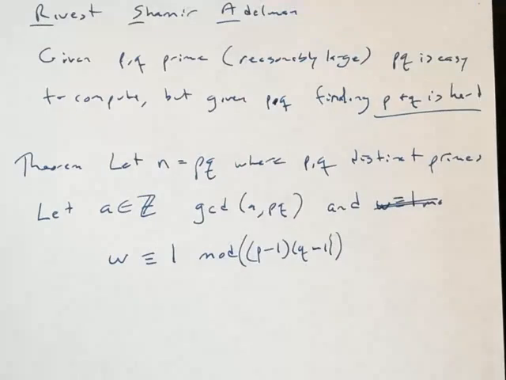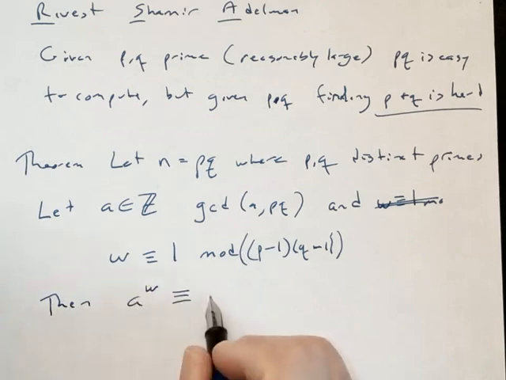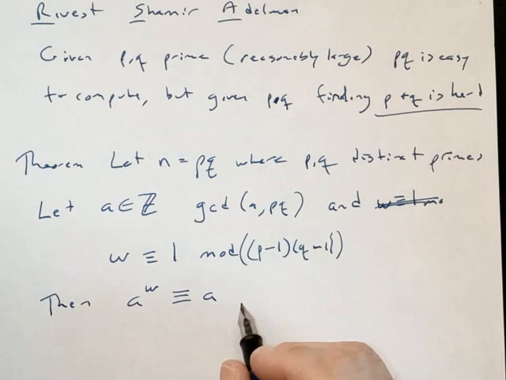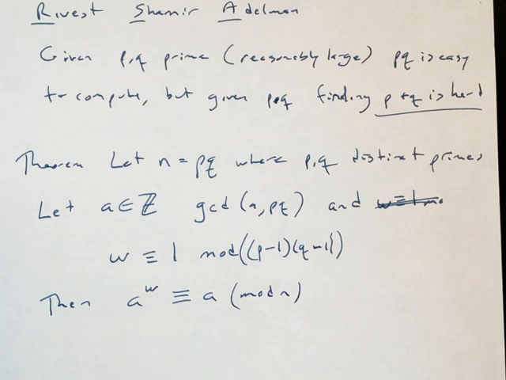Where is this going? Then A to the W is congruent to A mod N. Sure it is. Right. This is the backbone of the RSA encryption algorithm. This right here.